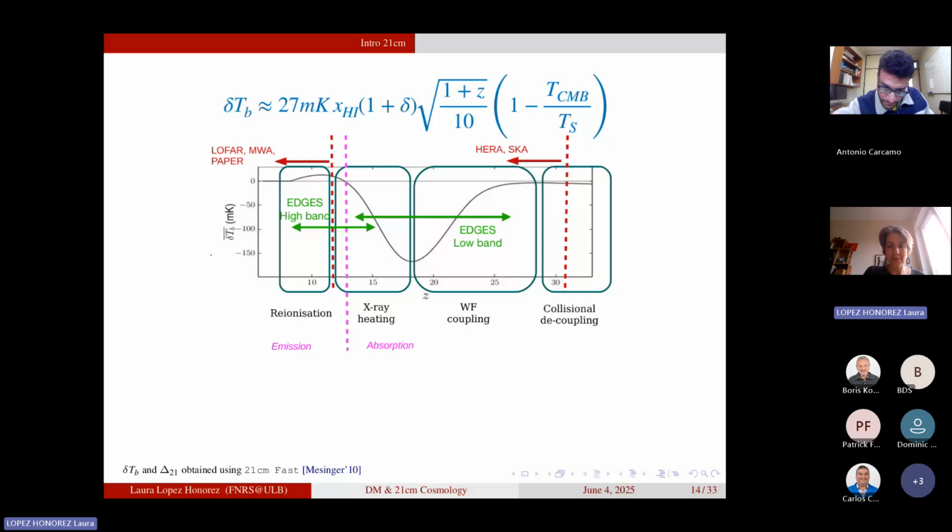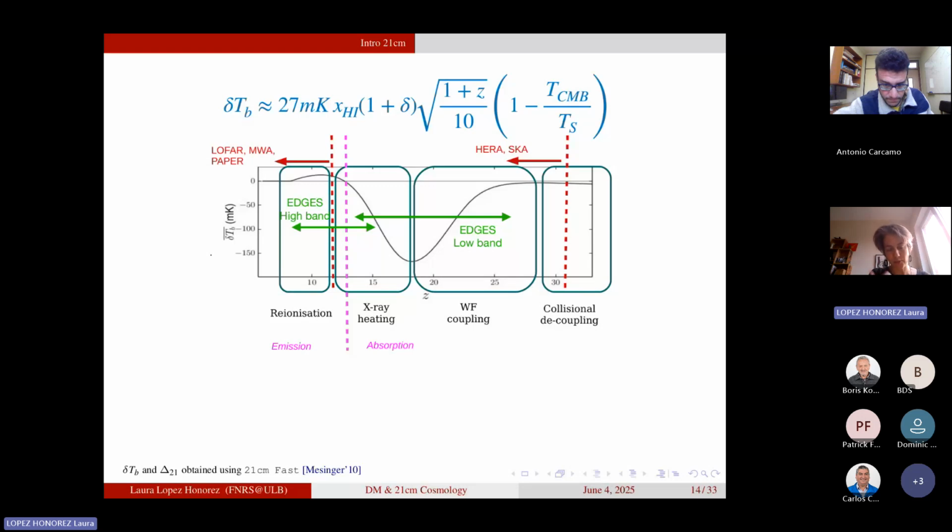So, you might remember that there was an experiment, the EDGES experiment, that claimed some very strong absorption in the differential brightness temperature. This raised a lot of interest in this analysis. It also showed to which point the foregrounds are very difficult to extract when you are looking at the signal that is averaged over the sky. So this differential brightness temperature, as a function of the redshift, is the equivalent, if you want, of your black body signal of the CMB as a function of the frequency.